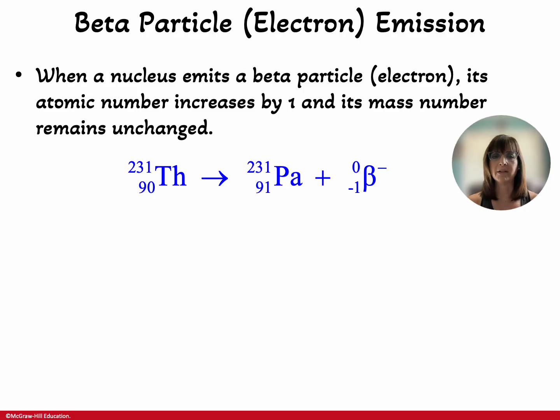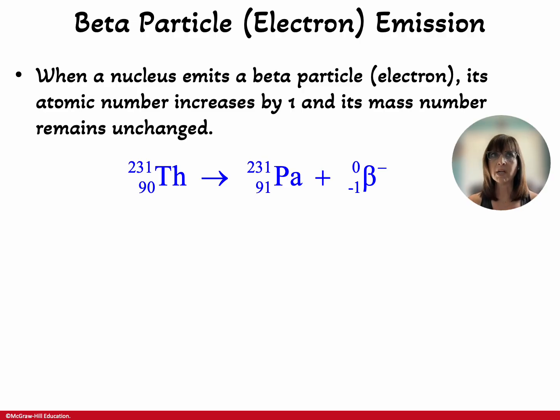So if you take a look at thorium, it has a mass of 231. So we need a mass on the other side of 231. Beta electron does not have mass because electrons don't have mass. So the mass number is not going to change, 231 plus 0.